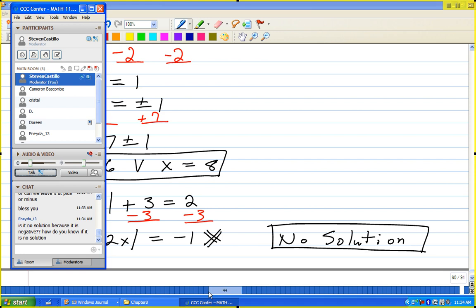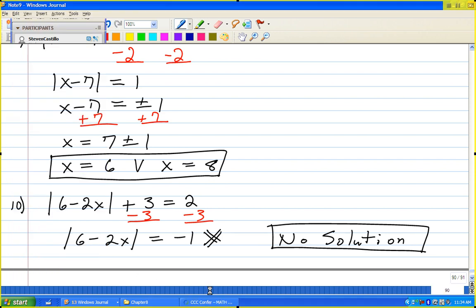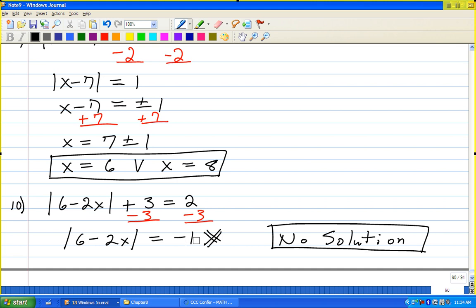This is no solution because I have an absolute value equal to -1. There's no way, if you take the absolute value of any number, no matter what real number you take, the absolute value is always going to be a non-negative number. So there's no way you could have that the absolute value of a number is -1. And so that's why it has no solution.